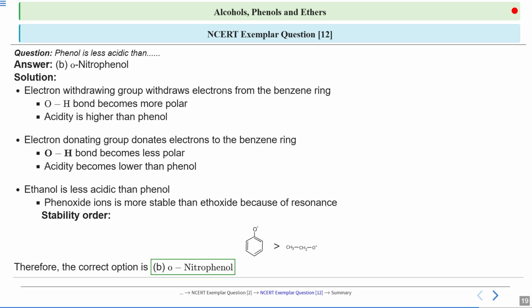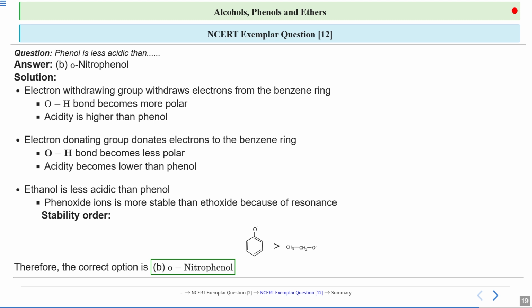So the correct option is option B, that is orthonitrophenol. That means the nitro group is attaching at the ortho position and you are getting orthonitrophenol. The question was that phenol is less acidic than which one? Because ethanol is already less acidic than phenol, ethanol can't be the answer. So your correct answer is actually orthonitrophenol, in which the acidity is more comparatively to phenol.